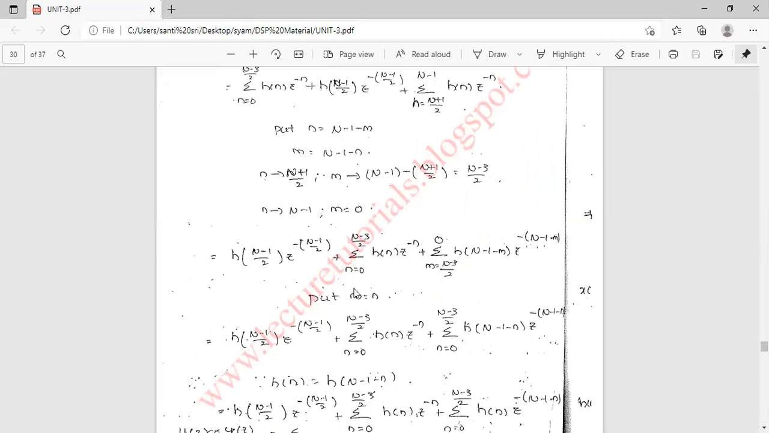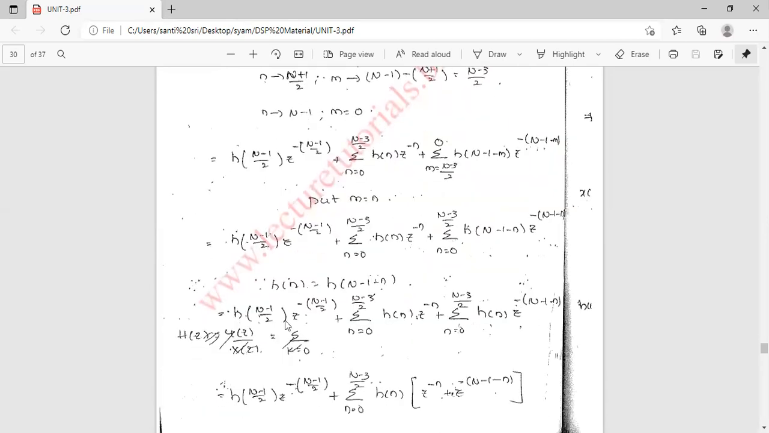M equal to n. Then replace n by small n by m. Then h of n will become h of n minus 1 minus n. Okay, so this is h of (n minus 1) by 2, therefore minus (n minus 1) by 2, plus sigma n equal 0 to (n minus 3) by 2 into h of n, therefore minus n, plus sigma n equal 0 to (n minus 3) by 2 into h of n into this one.